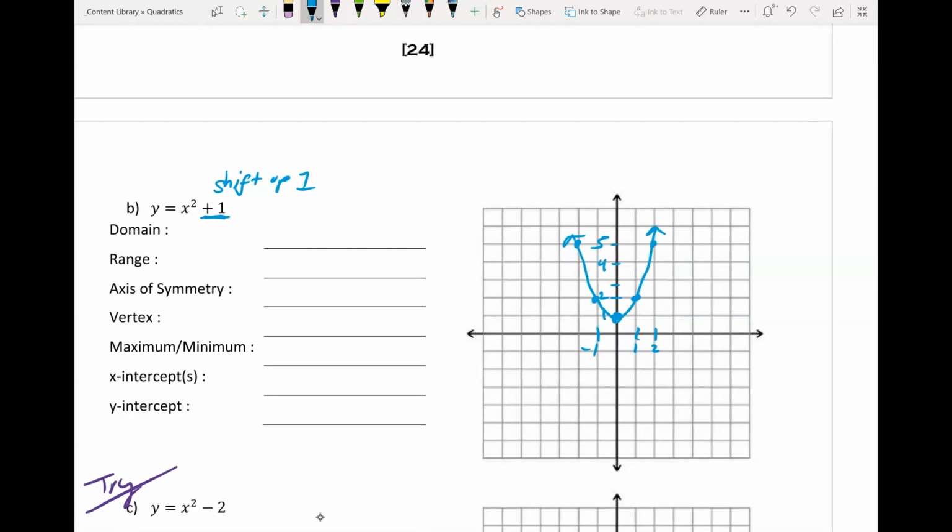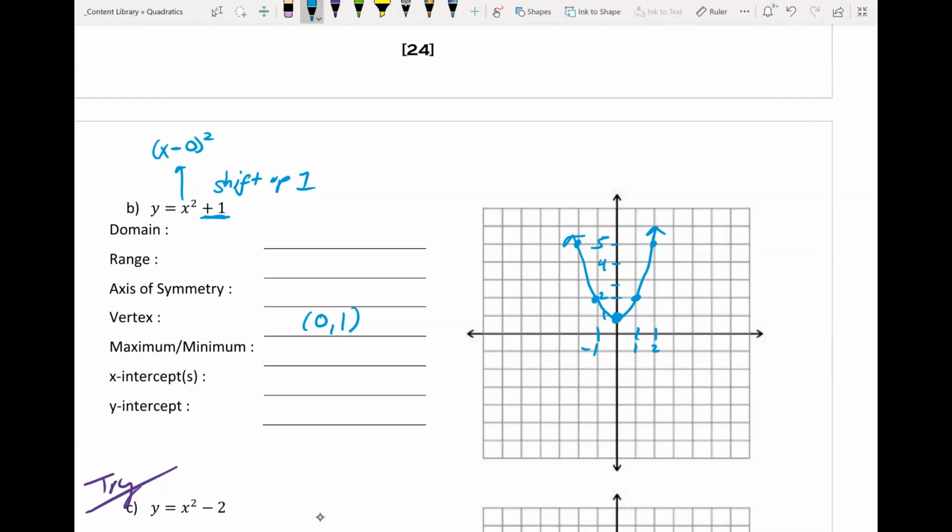Another way you could do this is read out the vertex from here. So we don't have anything inside the bracket. Equivalently, I could write it like this, it doesn't change. And if I were to read off the vertex here, it would be (0, 1). So that number inside would be 0. That determines your x coordinate, and your y coordinate is on the outside, which is +1. And that's the vertex we drew.